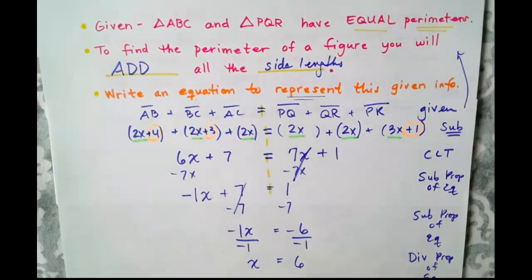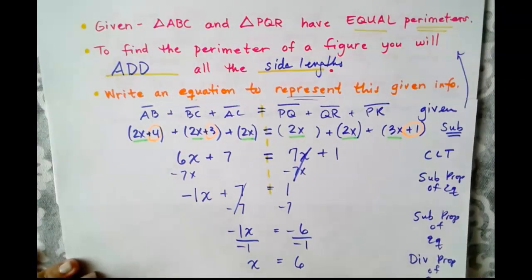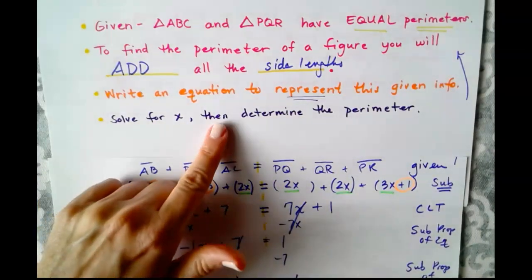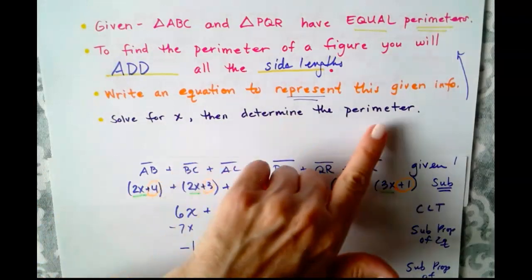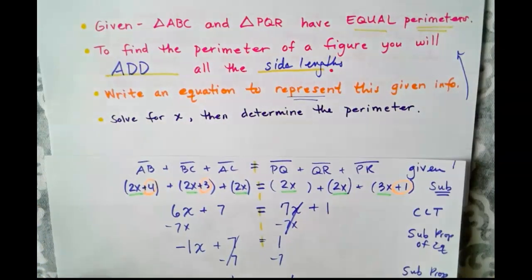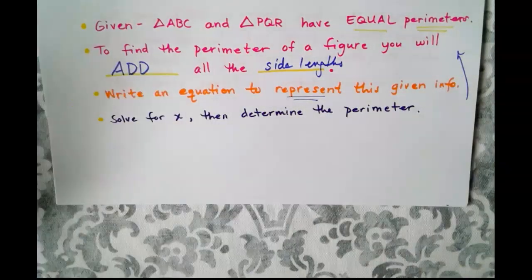So, what about x equals 6? So what are we going to do with x equals 6? Let's look at the next part of this question. Solve for x, okay, we did that. Then determine the perimeter. This is a key strategy that you need to consider as you're going into standardized testing.